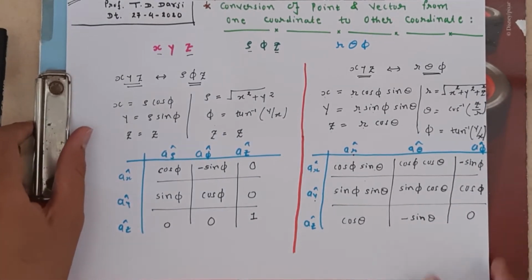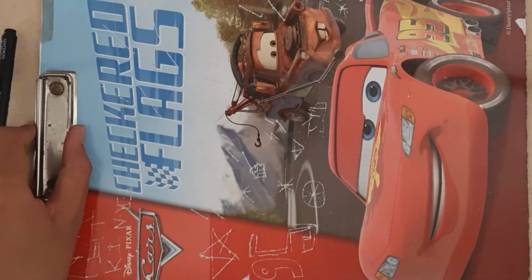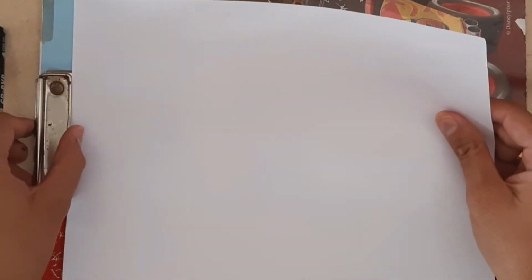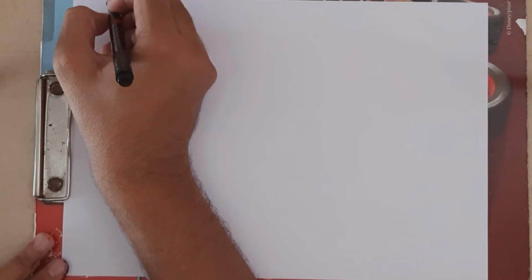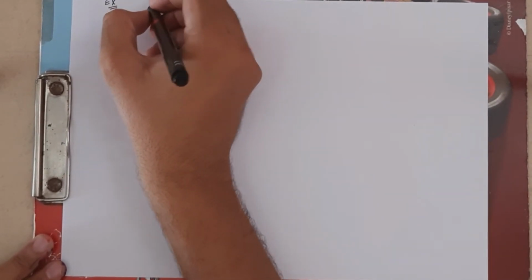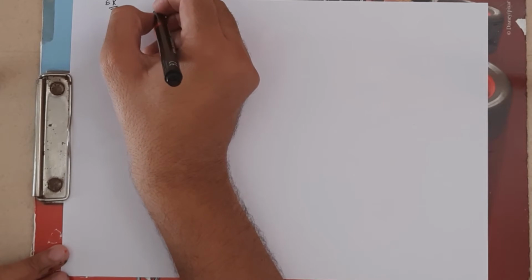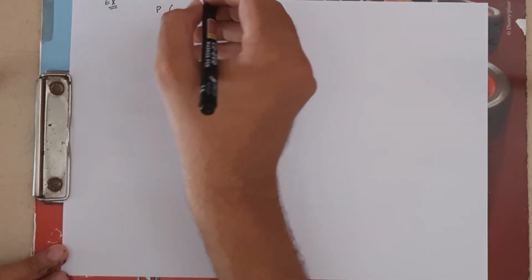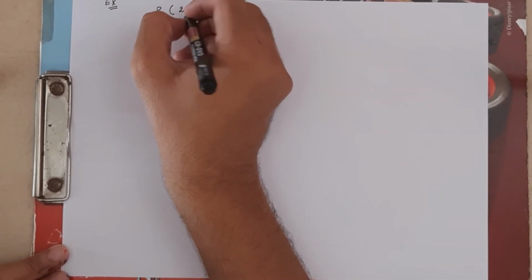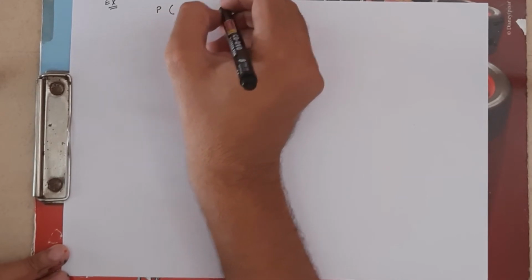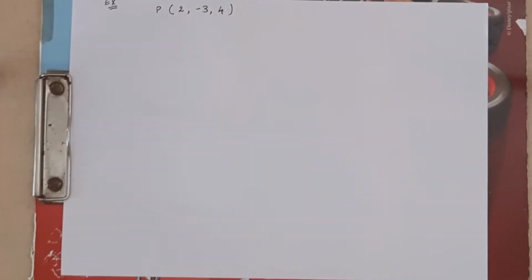Okay, so now I have to pick up an example. You can take any example, so we can solve it. So the example is convert a point. Convert point P. The value of point P is (2, -3, 4). Convert this point P into the cylindrical and spherical coordinate system.